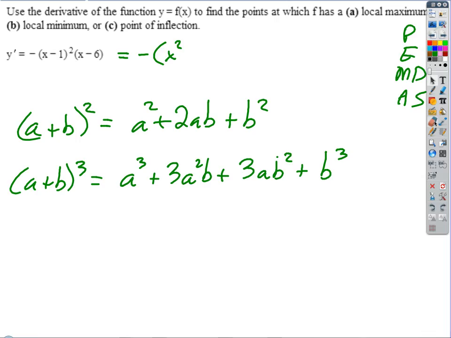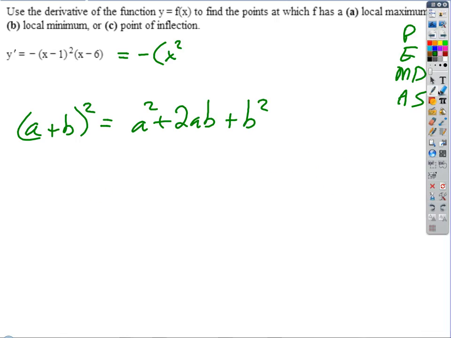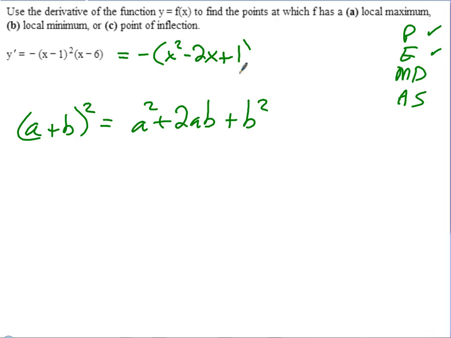You can probably get rid of that stuff though, huh? So we're going to use this top pattern. And we get x squared, then what, minus 2x plus 1, because our a is going to be an x and our b is a negative 1 this time, right? Times x minus 6, last step.